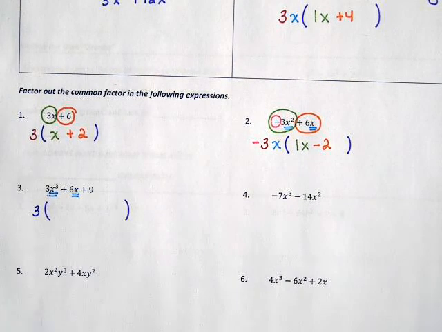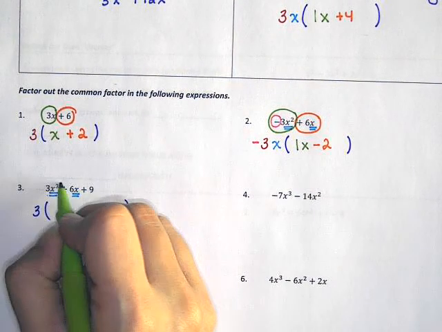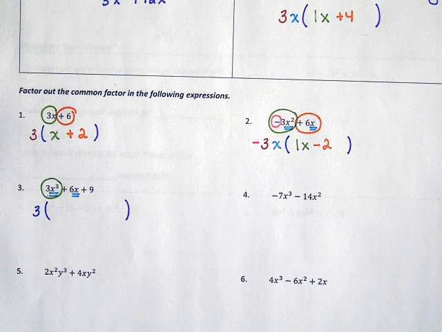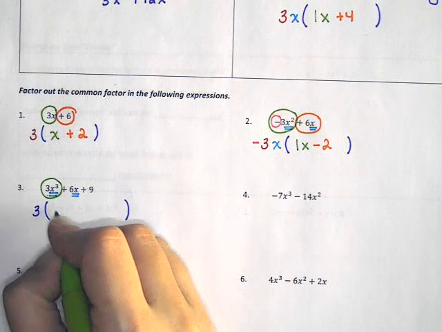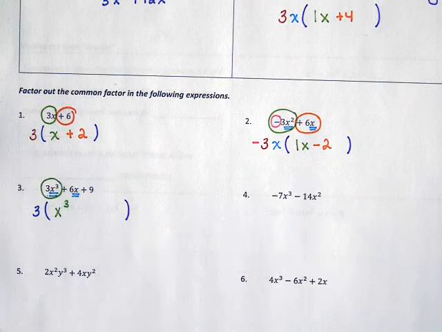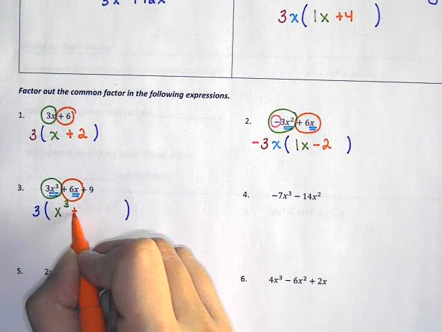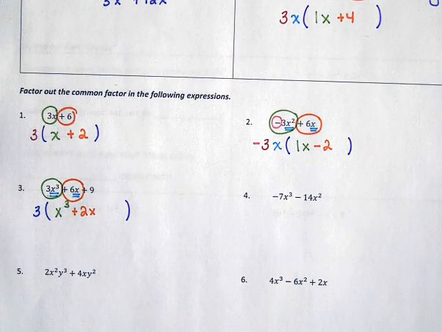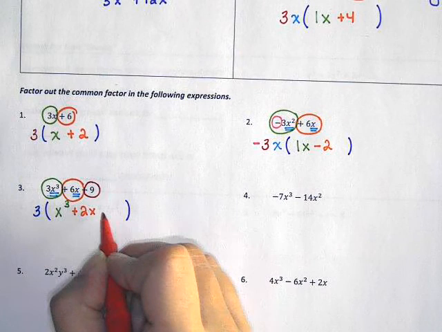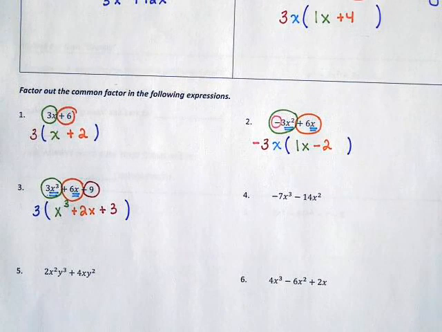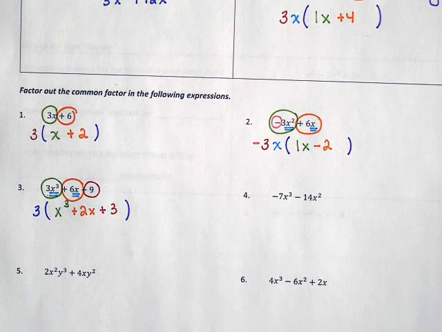Parentheses. Now we're going to divide, so one term at a time. The first term divided by 3 would just be x cubed. The second term divided by 3 would be 2x. And the third term divided by 3 would be positive 3. Remember, we're dividing. We're undoing multiplying.